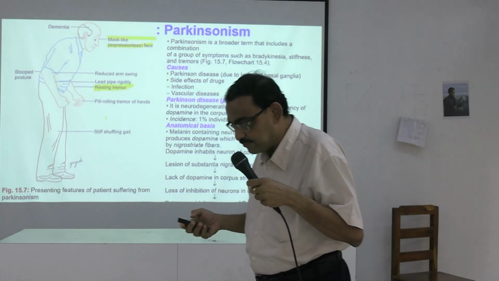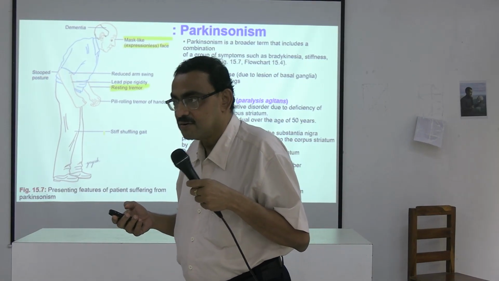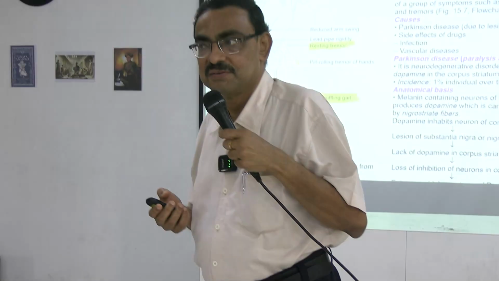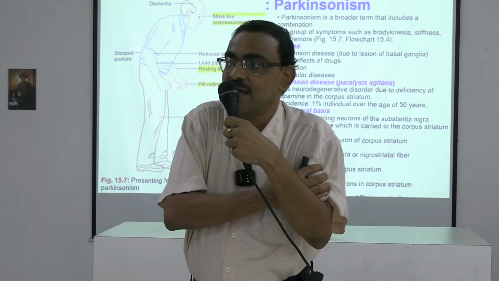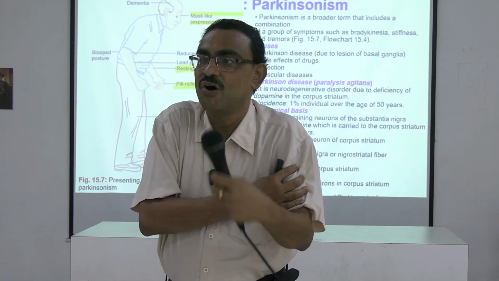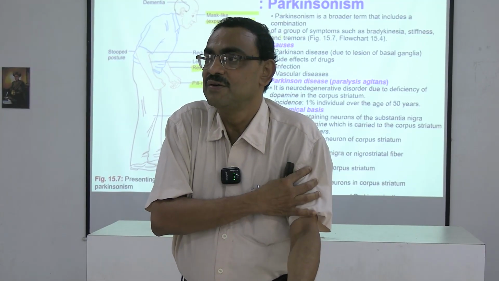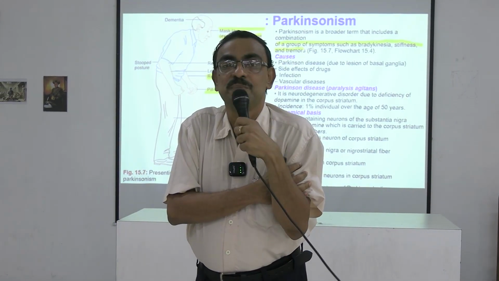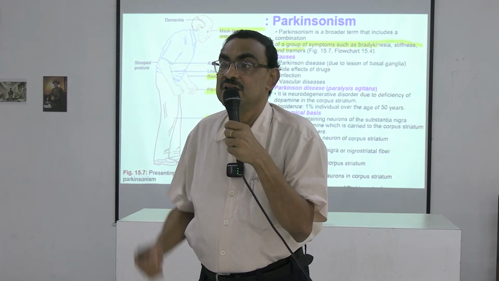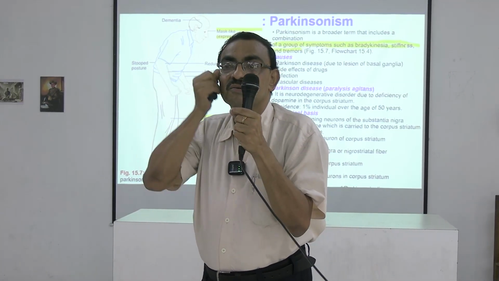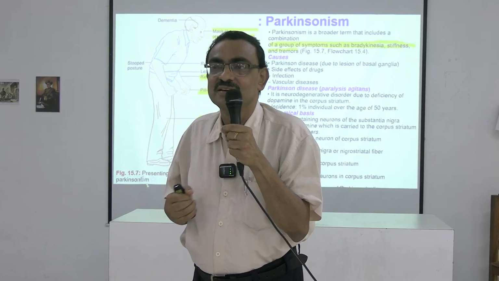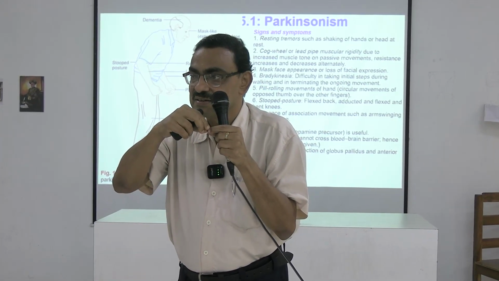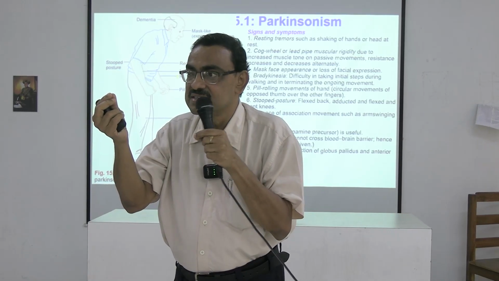Next is the short shuffling gait. The person moves like this. Short shuffling gait. And if you feel the muscle tone, all throughout you can find the rigidity. It is not like clasp knife rigidity. You have seen the clasp knife when you are shaving in a salon. First, the clasp knife rigidity is there.